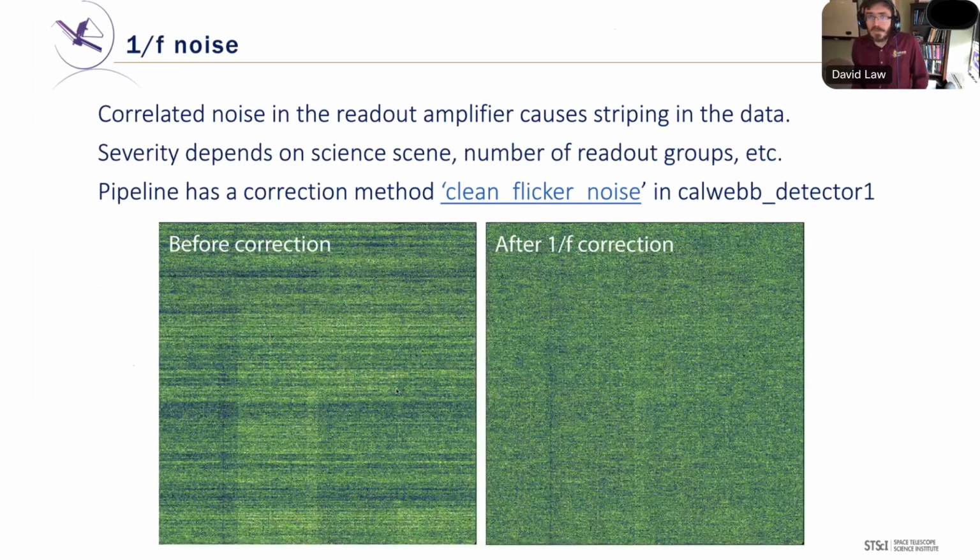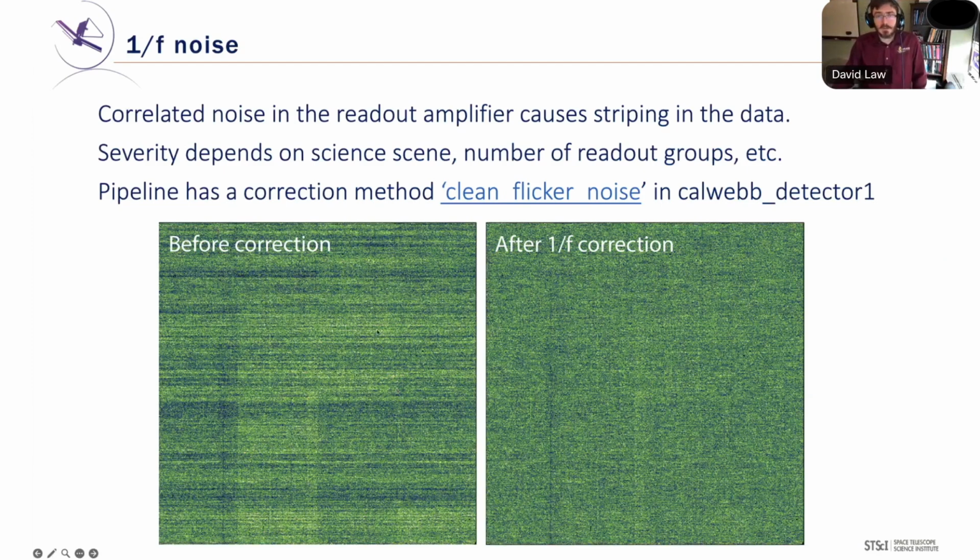So 1/f noise is a correlated noise in the readout amplifier that causes striping in the data. These are electronic systems, there's noise in the readout, and it persists over long enough times as you're reading out from the top to the bottom of the detector. There's a long period variation going up and down in terms of what that noise is. And if you map this into 2D space, it looks like striping in the data.